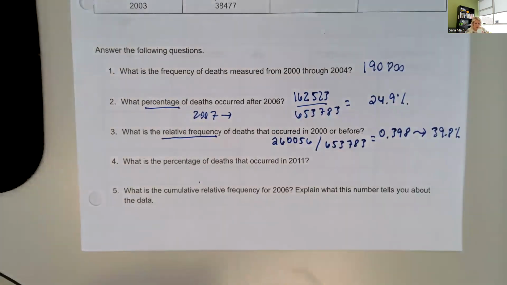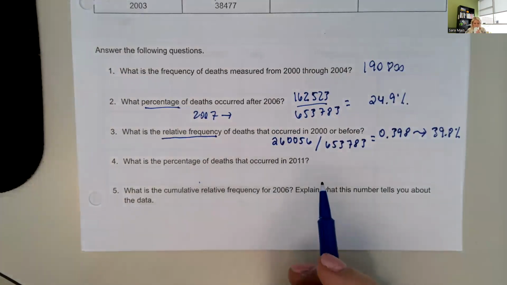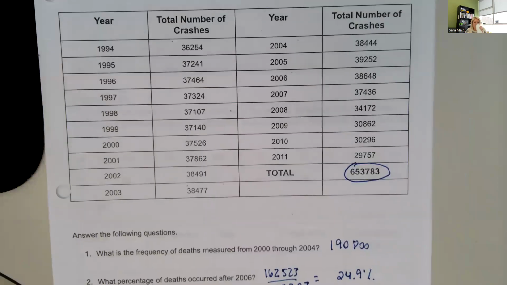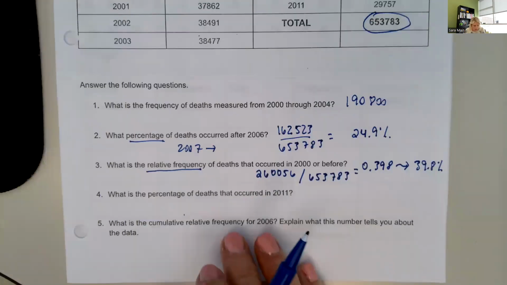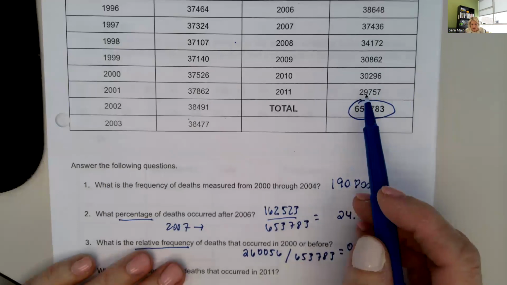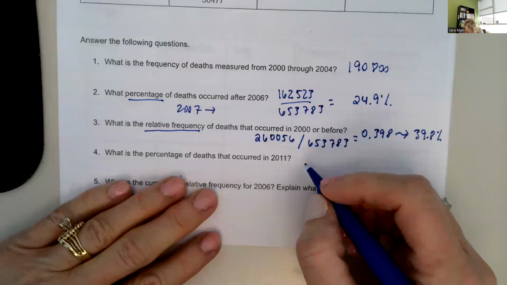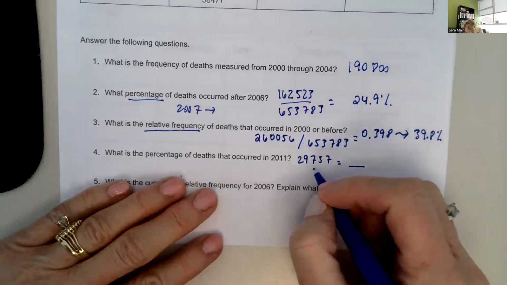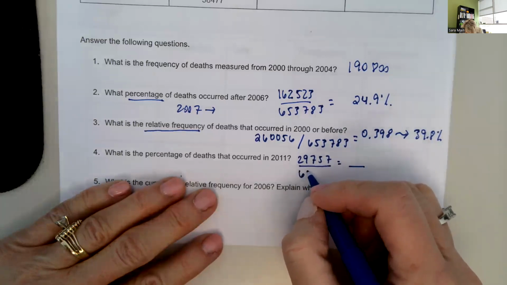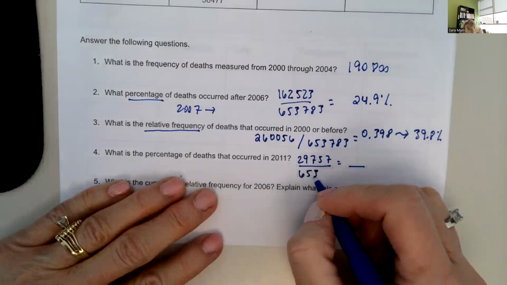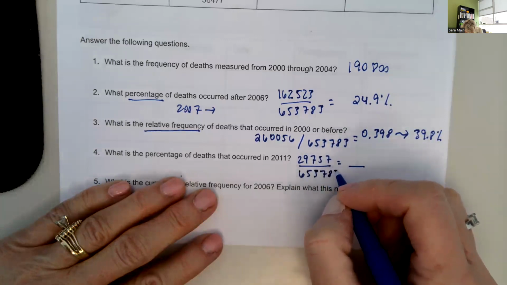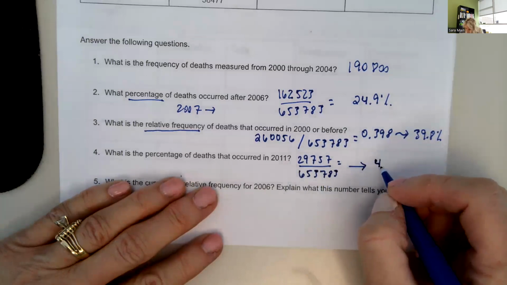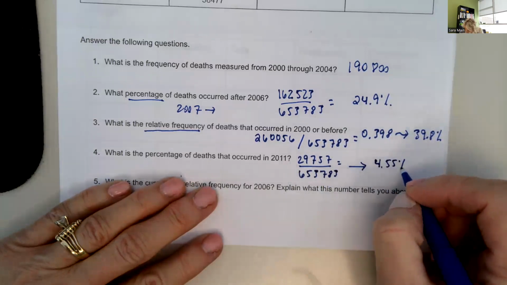Number 4 says, what is the percentage of deaths that occurred in 2011? 2011 had 29,757. And if you divide that by the 653,783, that comes out to be 4.55%.